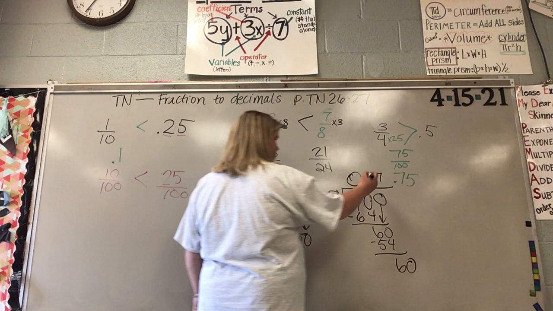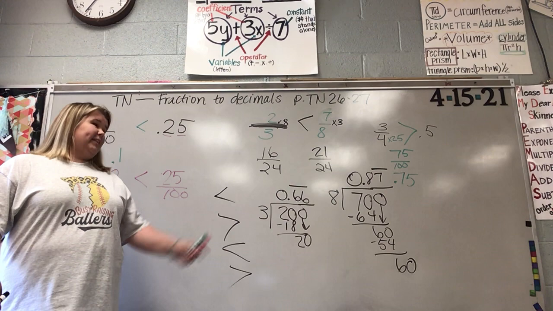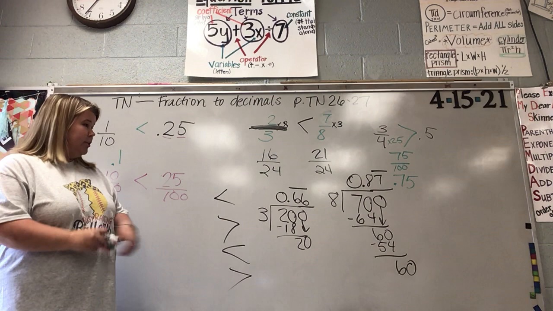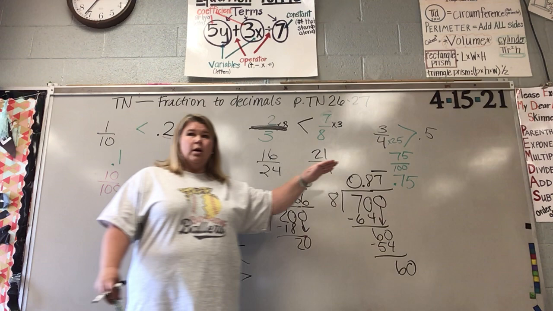Over just the 7? Just the 7, because the 8 did not repeat. So does that still tell me it's 0.6 repeating and 0.87 repeating? Is that still saying that this one's larger?